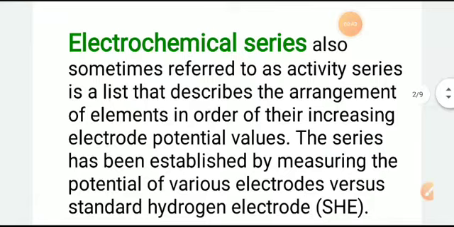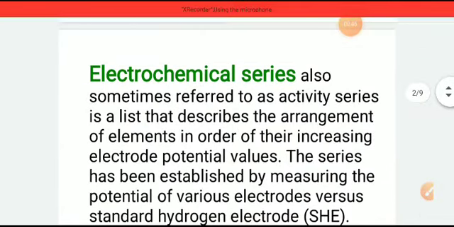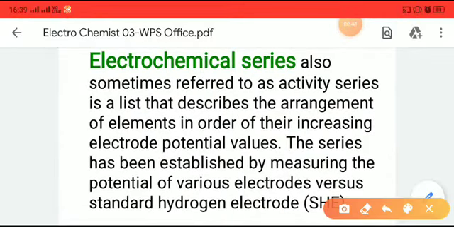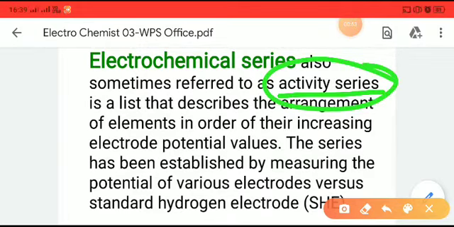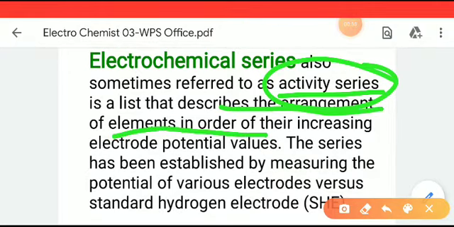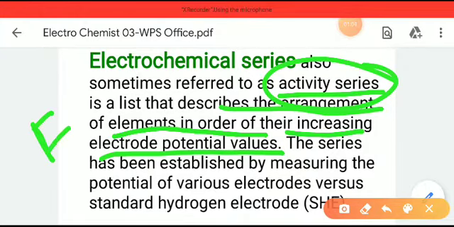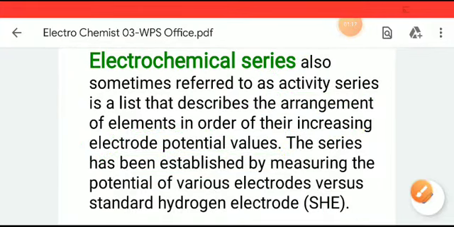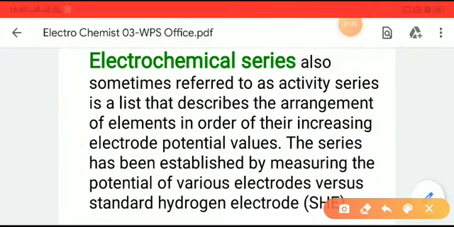So what is the electrochemical series? The electrochemical series is also referred to as the activity series or metal activity series. This is the list that describes the arrangement of the elements in order of their increasing electrode potential value. So what is electrode potential value? As I have earlier discussed, the electrode potential is the E value, or for the standard case, the E0 value. So we know what the electrode potential is.